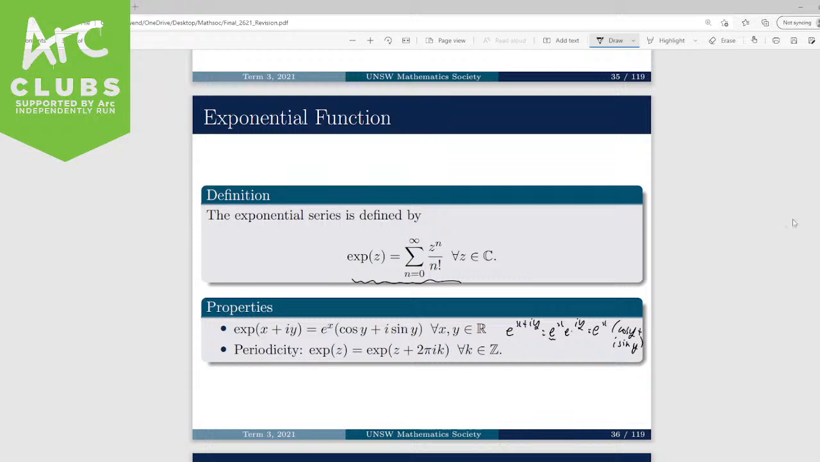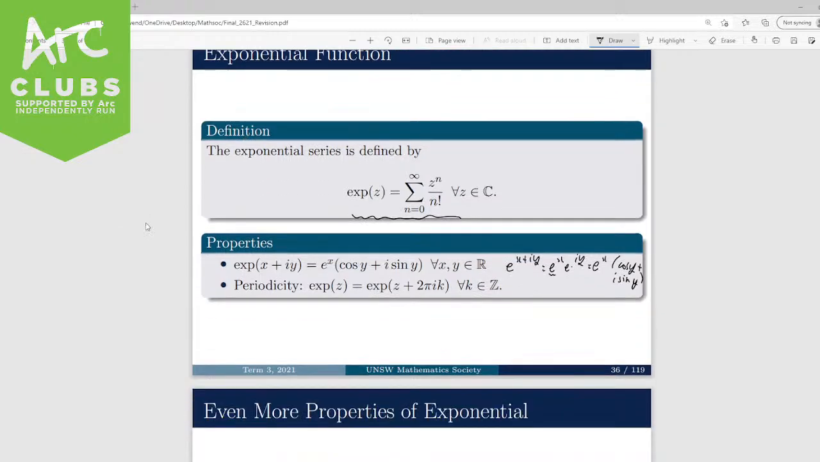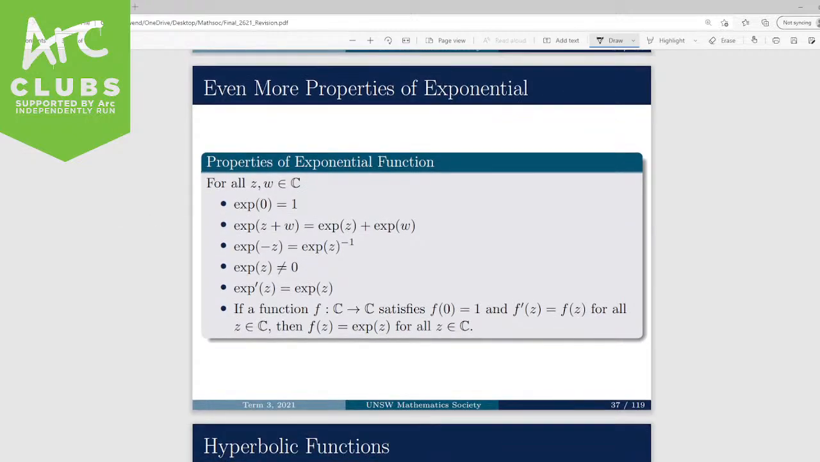And the second one, pretty important to remember because it's one of those things that differentiates from the usual real exponential. With the complex one, it actually becomes periodic, thanks to the inclusion of cosine and sine. So every 2 pi ik, basically every multiple of that 2 pi i, when you add it to your z, you just get the same thing back. So that's a nice distinguishing thing from the real.